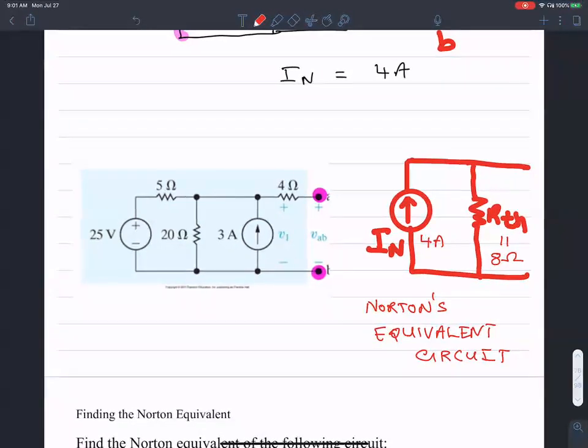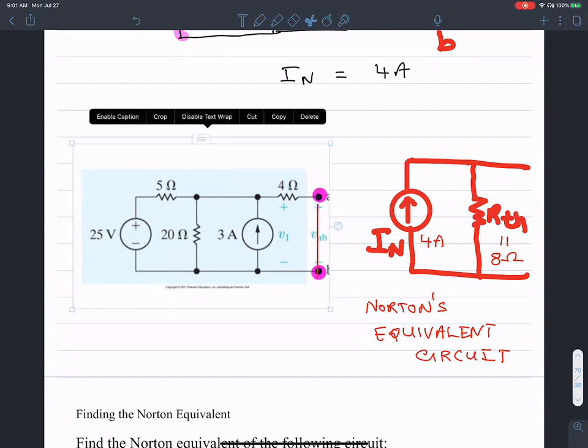Does that make sense? Yes. So Norton's equivalent is simply the short circuit current. If I were to short these two terminals here, what's the amount of current flowing between the terminals A and B? That's called I Norton. That's what is defined as I Norton.